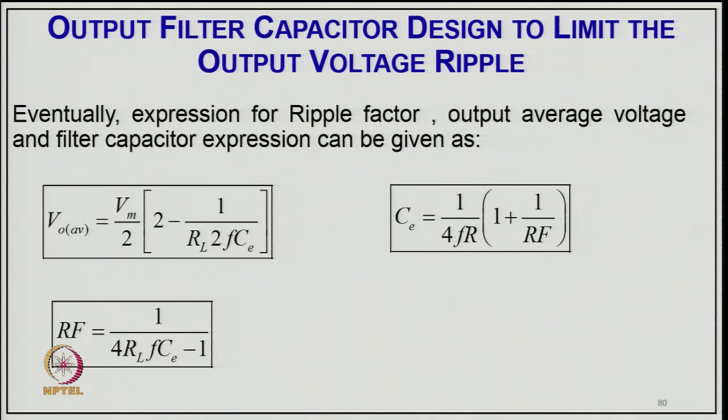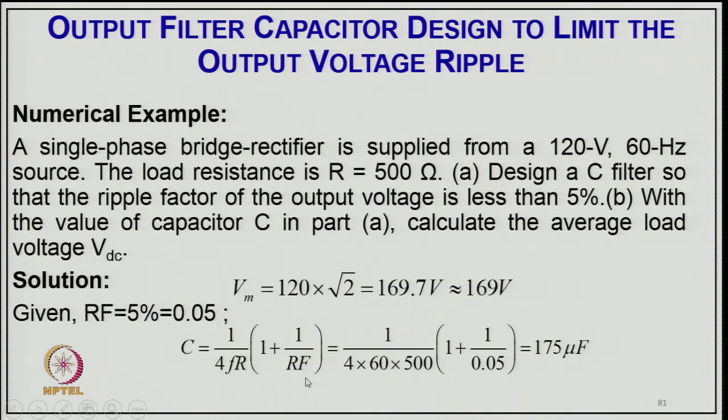V average equal to V_m by 2 in bracket 2 minus 1 upon 2 R_L fC, or C equal to 1 upon 4 f R_L in bracket 1 plus 1 upon R_f. You can find out capacitance for given ripple factor, load resistance and frequency of supply, or ripple factor can be 1 upon 4 R_L fC minus 1.